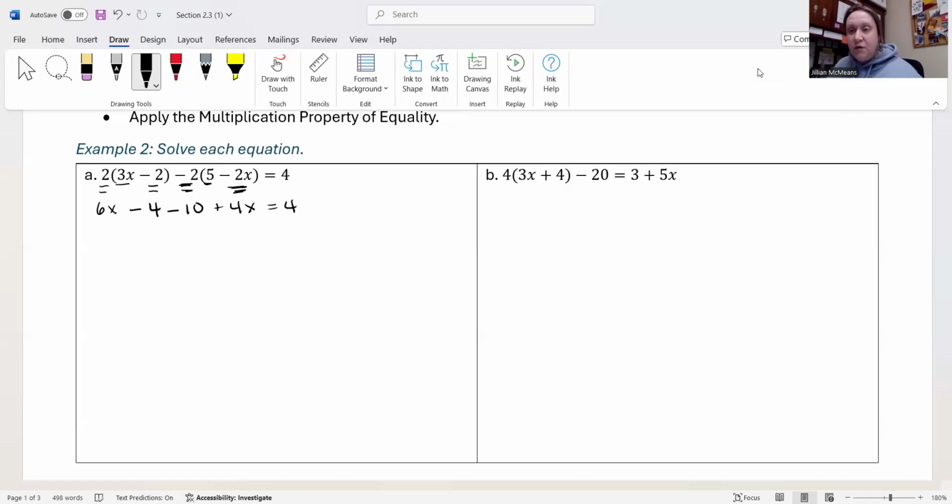All we have done so far is distribute. Okay? We distributed through the first set of parentheses. Then we distributed through the second set of parentheses. At this point, don't you dare start adding and subtracting from both sides of the equation. Think of it like this.